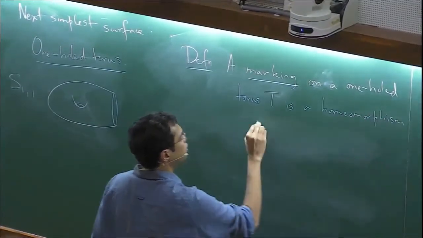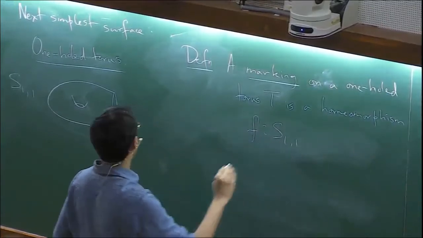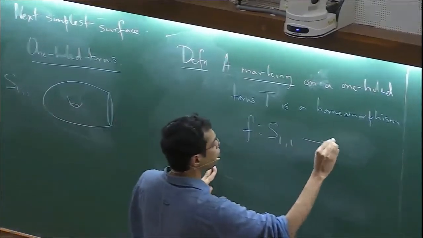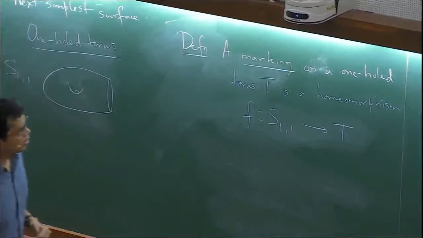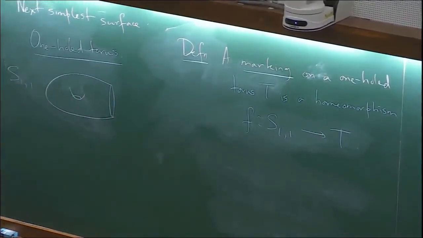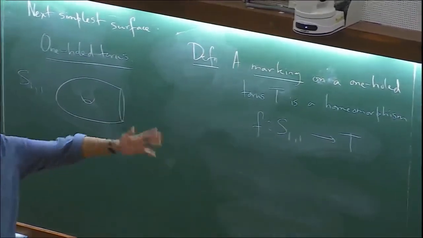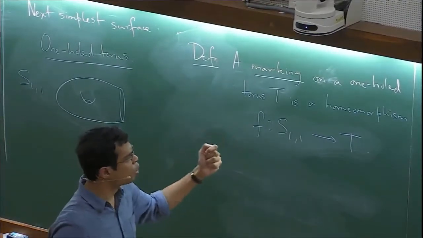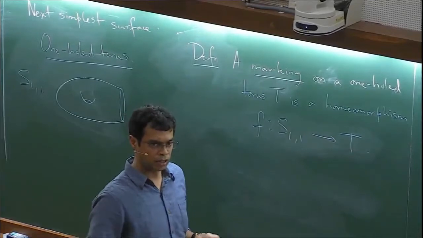Let's call it F from this fixed surface. The one-hole torus is topologically S11, which we fix to our given one-hole torus T. Okay, so that's a notion of a marking, and again, it generalizes to any surface. A marking is just a choice of a homeomorphism to our surface that's given to us.